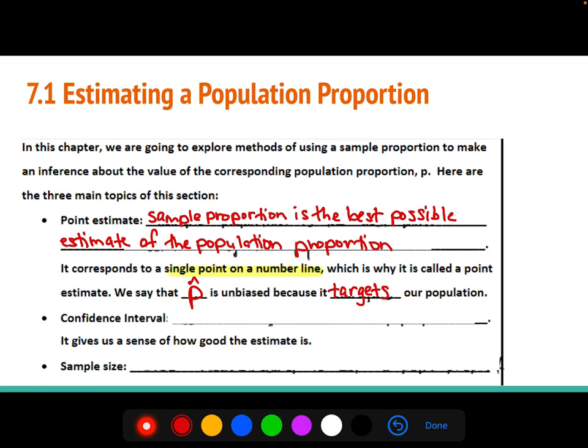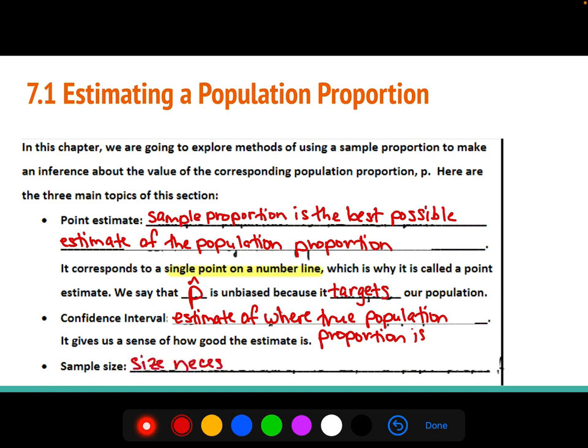The confidence interval, that's another term. It's an estimate of where the true population proportion lies. And sample size is your size necessary to estimate a population proportion.